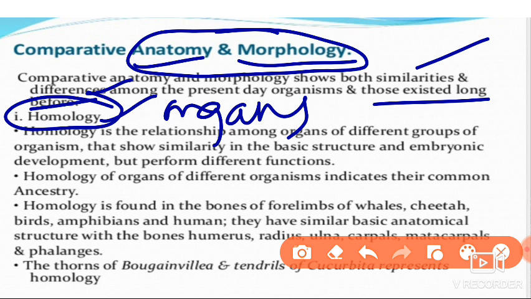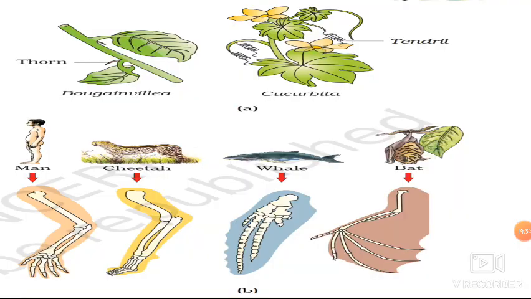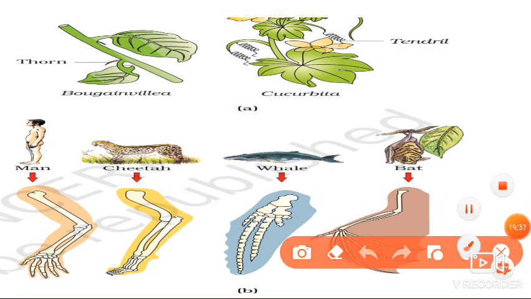Please remember, functionally they are different, but structurally they are the same. Usually these homologous organs are an example for divergent evolution. For example, I will show the important structures here. See here, these are examples of homologous organs.